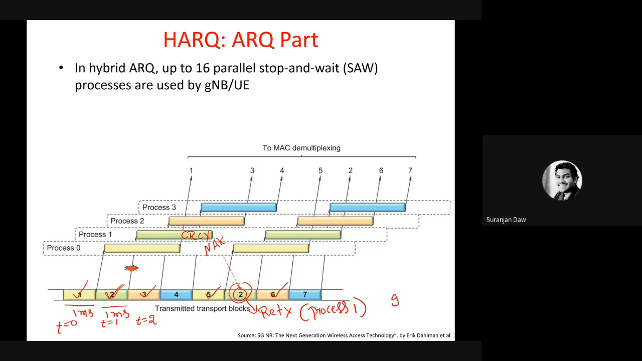Sir, in this diagram we have four processes, right? Yes. So if we have 16 processes, then all 16 processes will send one packet each, and then process 0 will again get its turn at the 17th time. Yes, you are right.